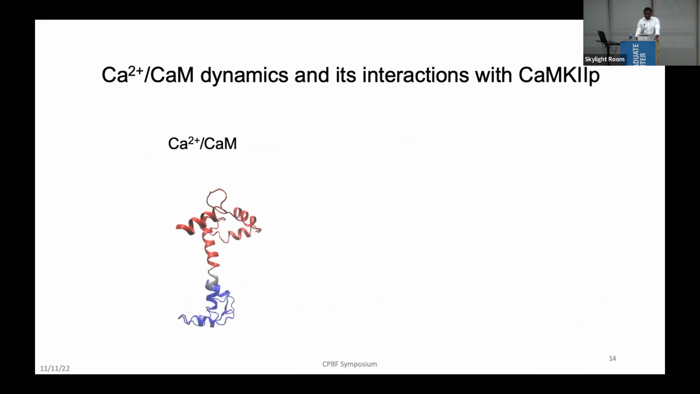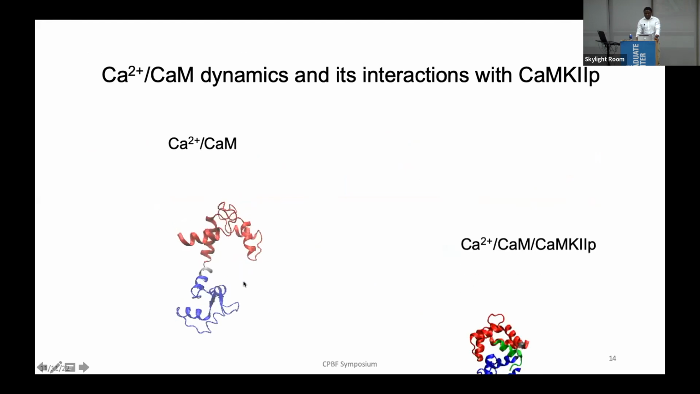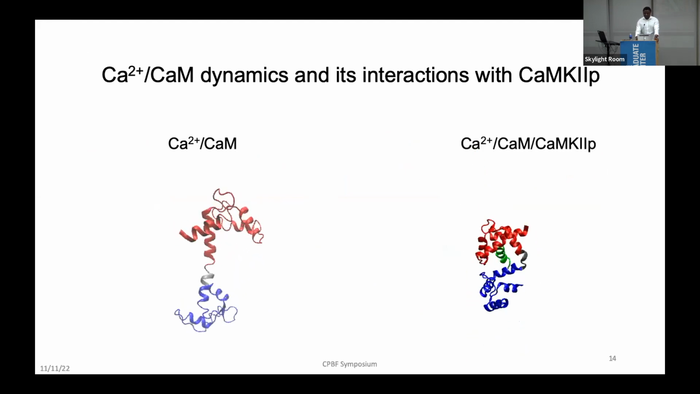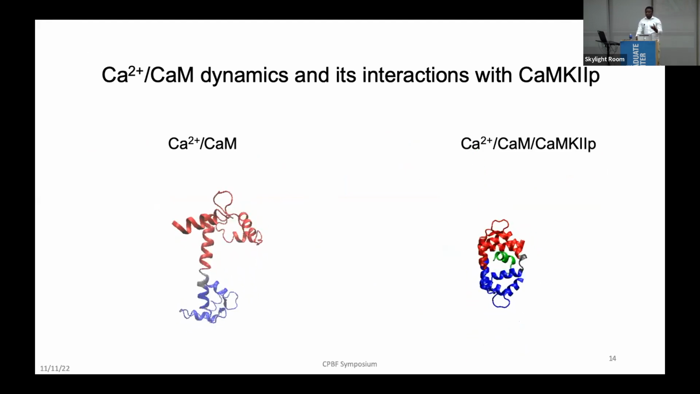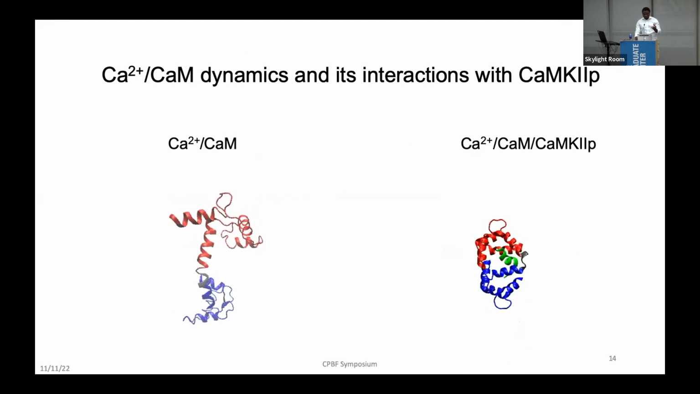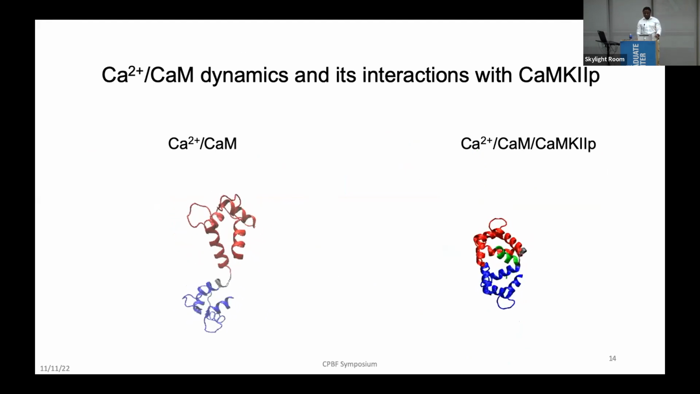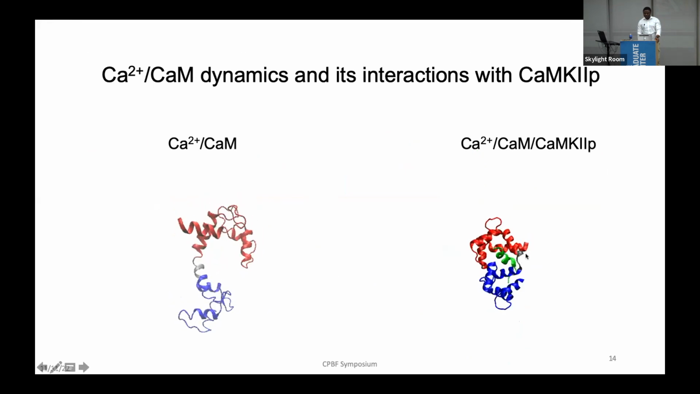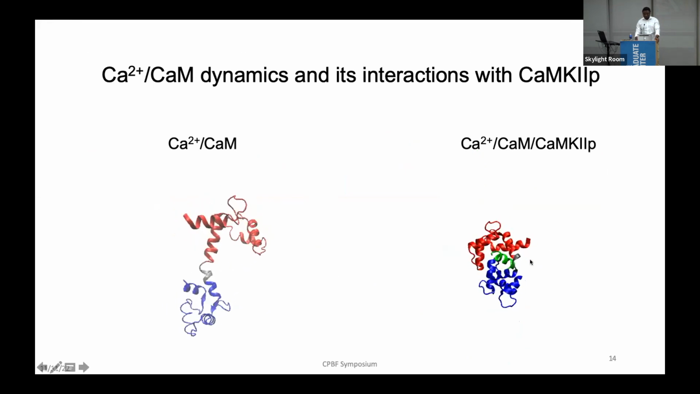Here's an example of the calmodulin dynamics from our simulation. As you can see, calmodulin samples multiple conformations back and forth due to the high flexibility of the central linker. In the presence of the peptide, you can see that calmodulin wraps around the peptide to form this compact structure, and the peptide adopts a helical conformation.